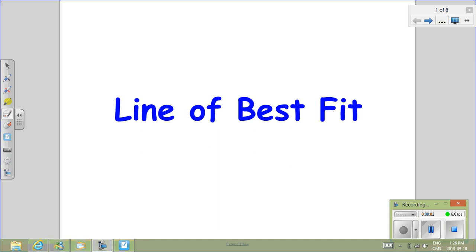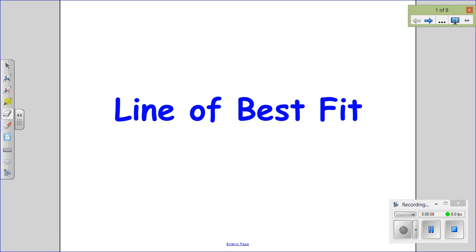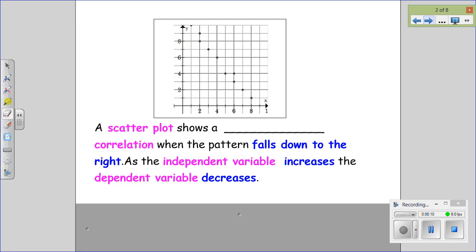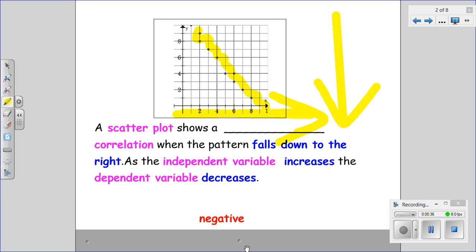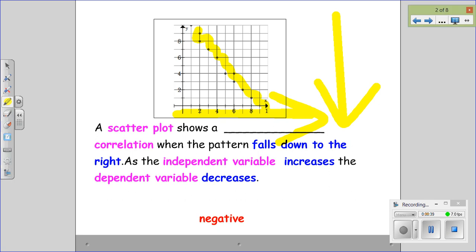We're going to do a little bit of a recap here of correlation and introduce what a line of best fit is. When we look at the scatter plot on your screen, the points seem to be falling to the right. Sorry, I think I said that the wrong way. The independent variable along the x-axis is increasing, but the dependent variable values are decreasing. So we say that this has a negative correlation.